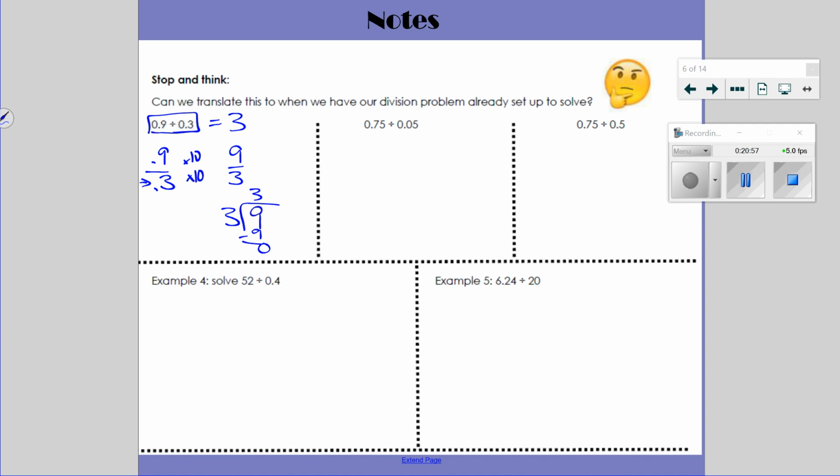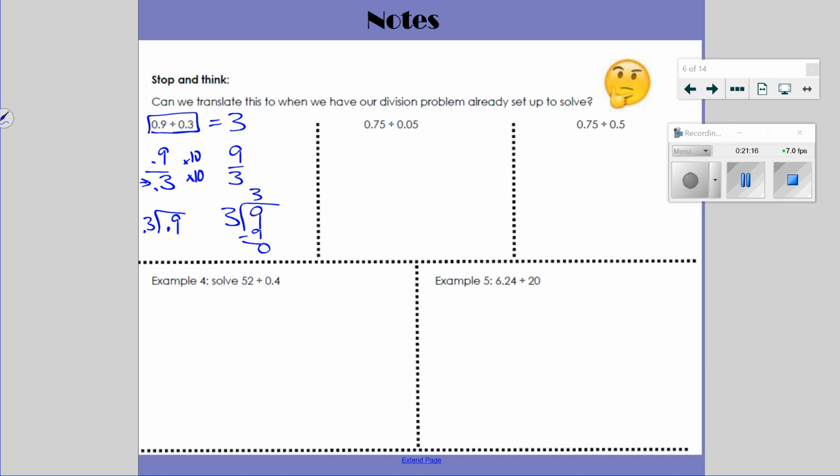Now, had I set this up initially, straight off of this, I could have done that. I could have done 9/10 divided by 3/10. But again, I have the problem of I cannot divide by a decimal. Doesn't make sense. So in order to get rid of it, what would I do?